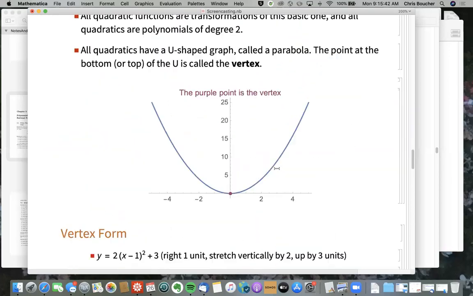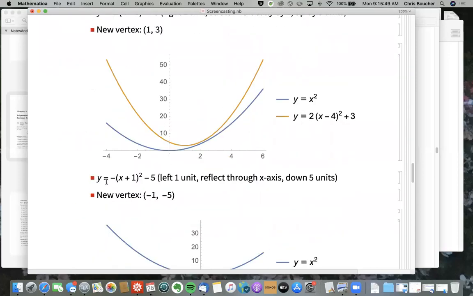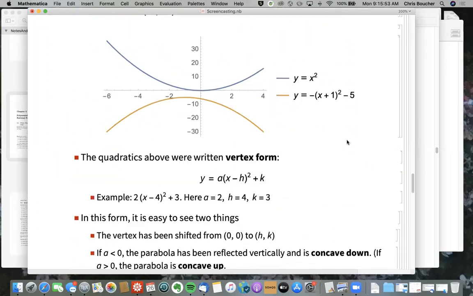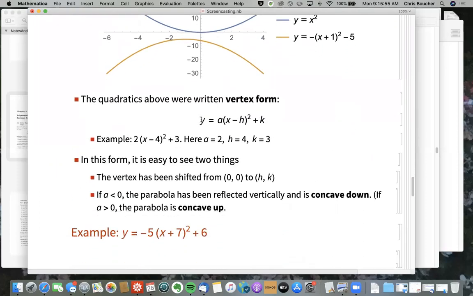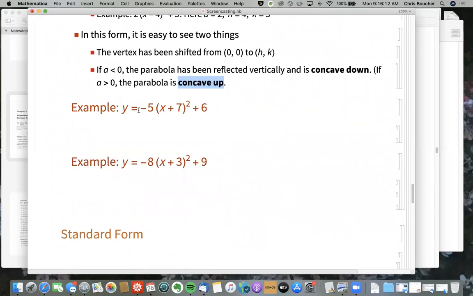The only way you can get from this curve to a concave down one is if you've introduced a minus sign, that is, if you've done a reflection as one of your transformations. And if that happens, then this number out front is going to be negative. So if that number is negative, then the parabola is called concave down. The U faces down. And if it's positive, then there hasn't been a reflection, and so it is concave up. So here are a couple of examples in vertex form.